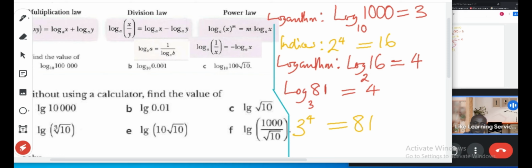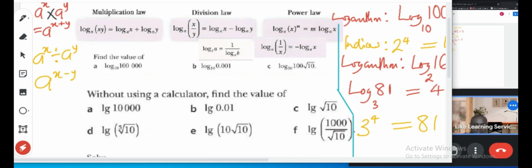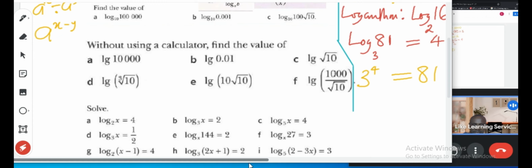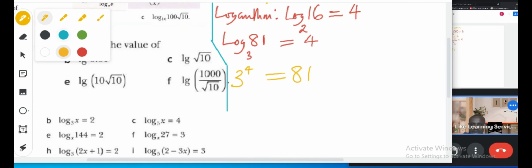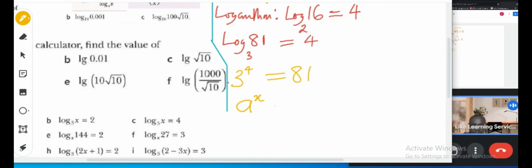And that's why their laws are related. Okay? So let's go back to the laws. Let me write it as a general rule. If a raised to the power x gives y, write it in logarithm.